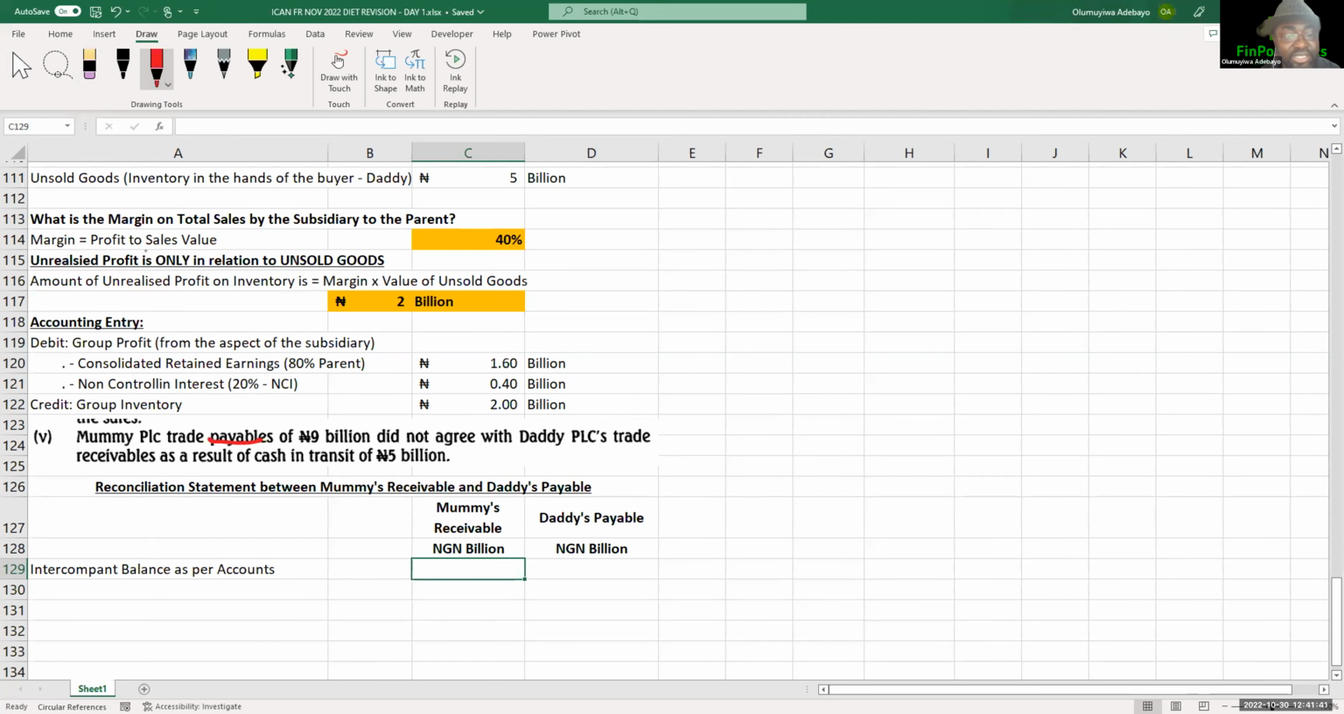This should be mommy's trade receivable, whereas this is daddy's trade payable. Remember, it was mommy selling. Okay, that is that. But regardless of it, it still doesn't change anything. Now here you have 9 billion. Here you have 14 billion.